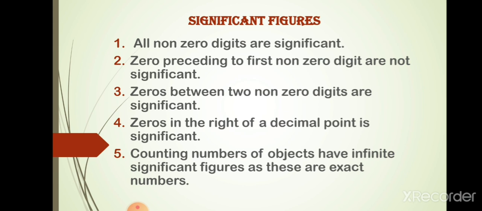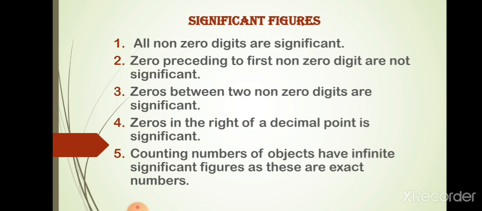For example, 285. Here we can see three significant figures. Another example is 0.25. Here we can see only two significant figures.